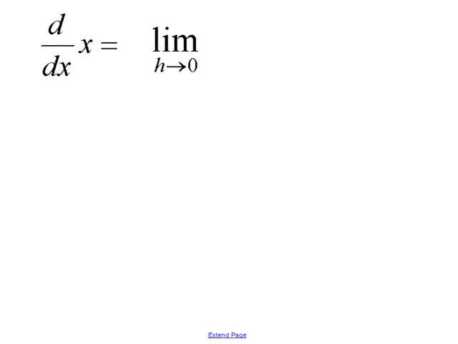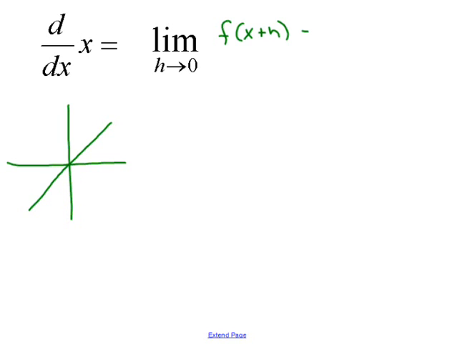Okay, how about x? So again, if we think graphically, we just know that line is our identity line, and we know the slope of that line is 1, so all the tangents will be 1. So we can guess that our derivative is 1. If we want to use the limit definition, we know that we're going to do f of x plus h minus f of x all over h.